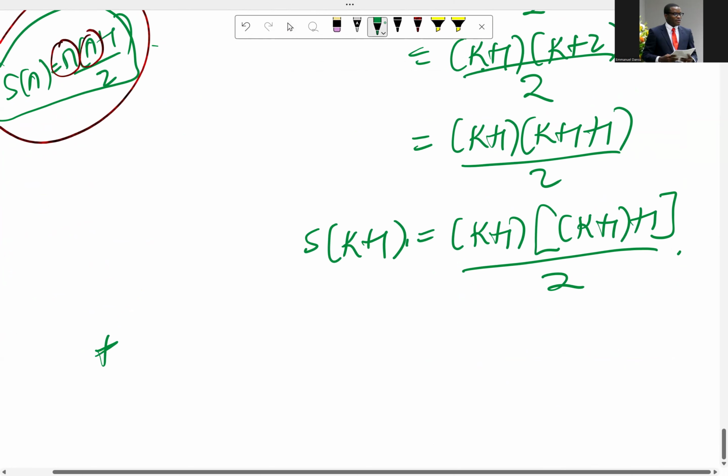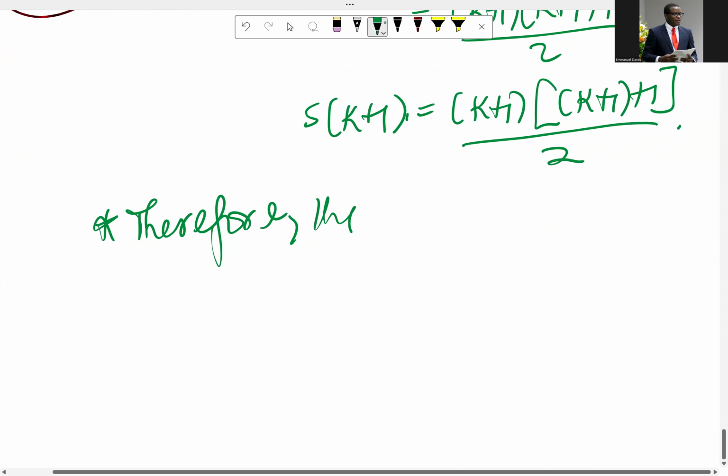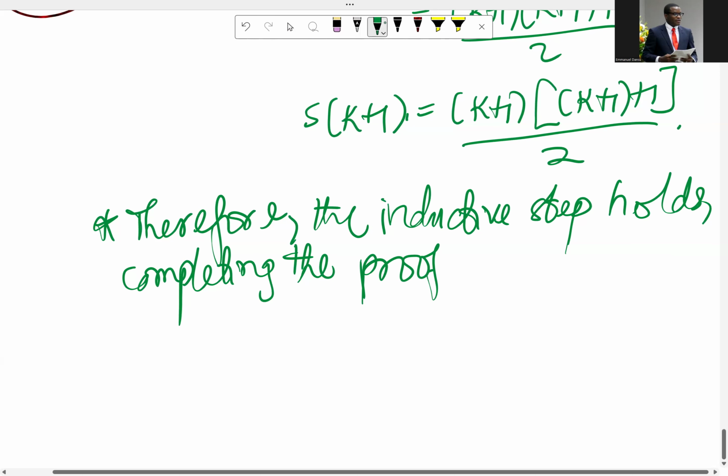So we can now say that therefore the inductive step holds, completing the proof by induction. So for more clarity, check the playlist on mathematical induction.